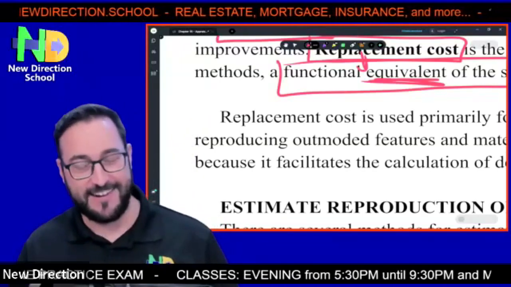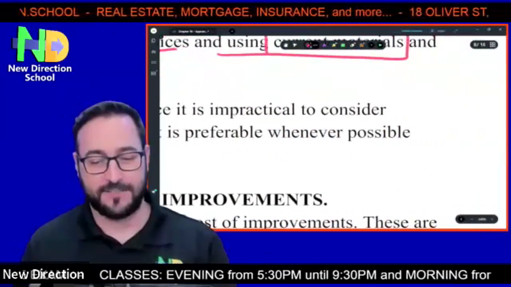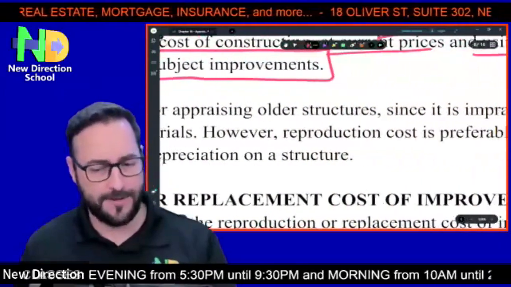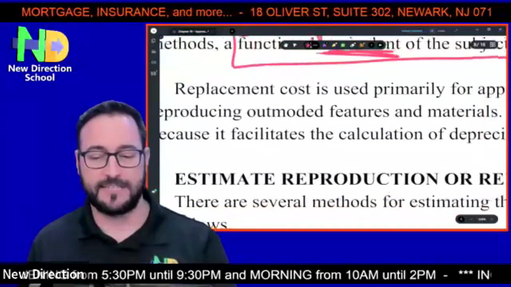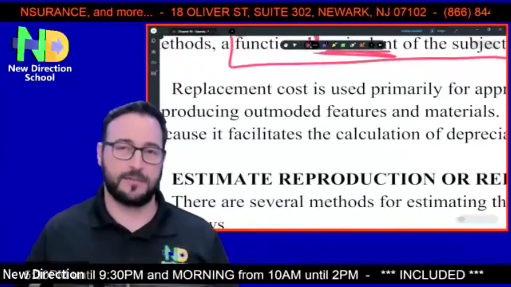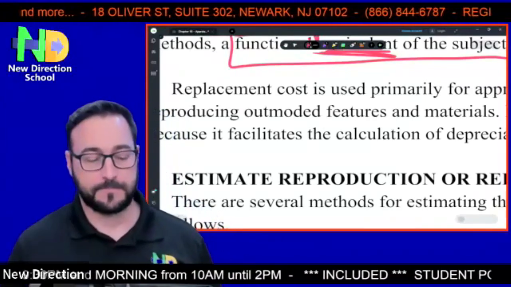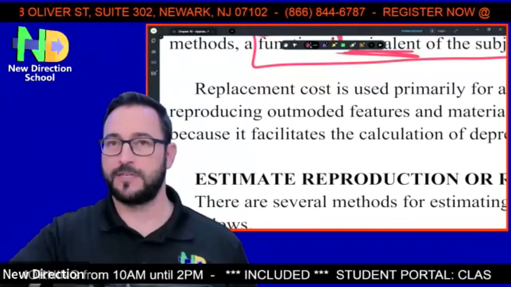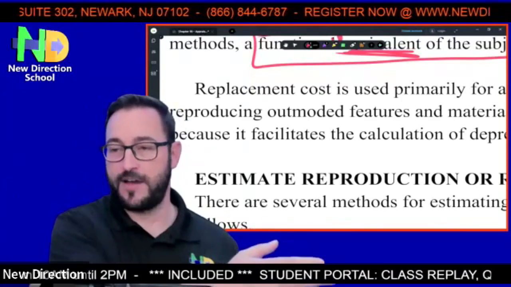Yes. All right, replacement cost is used primarily for appraising older structures, since it is impractical to consider reproducing outmoded features and materials. However, reproduction cost is preferable whenever possible because it facilitates the calculation of depreciation on a structure. Depreciation, we're going to talk about better, but it's a loss of value over time. So replacement cost is like you're just putting something new, right? Reproduction is, all right, how much did it cost back then? Over these years, we know how much you lost in value, okay?